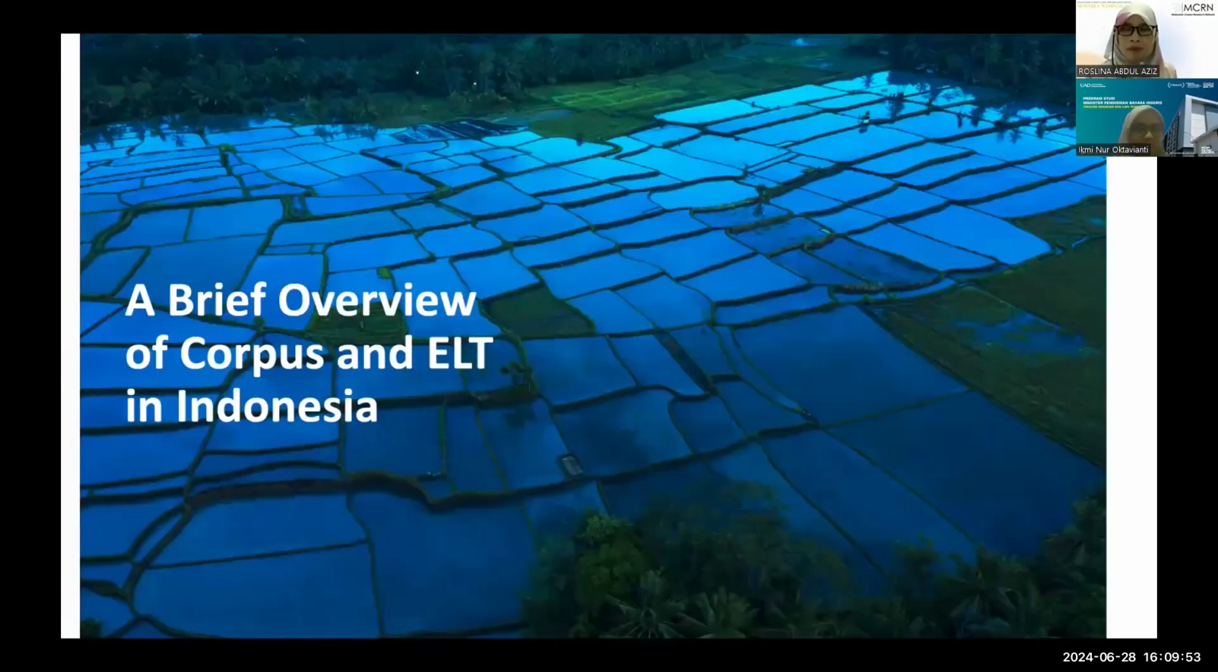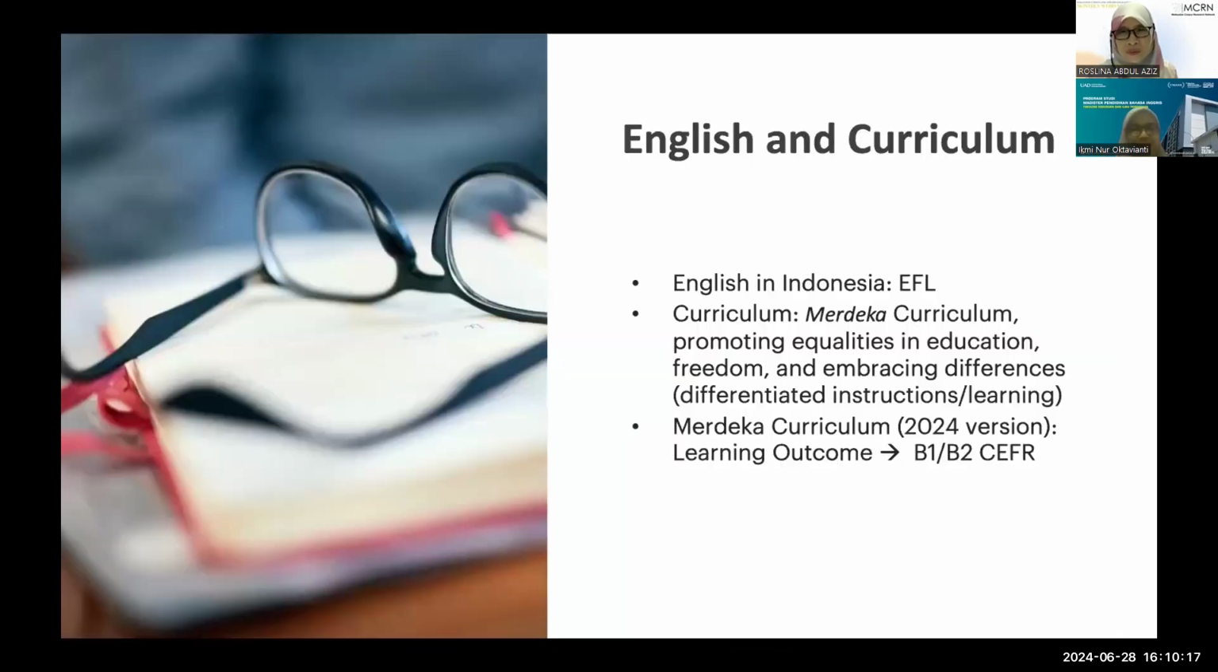However, I would like to explain a brief overview of corpus and English language teaching in Indonesia. So just for your context, because the audience here is an international audience, right? So we have the audience from other countries, which is exciting and interesting as well. So at the end of this session, I would like to know your experience as well in this context.